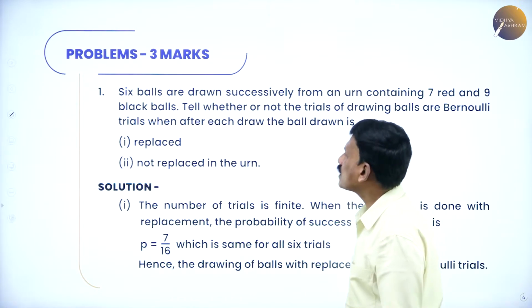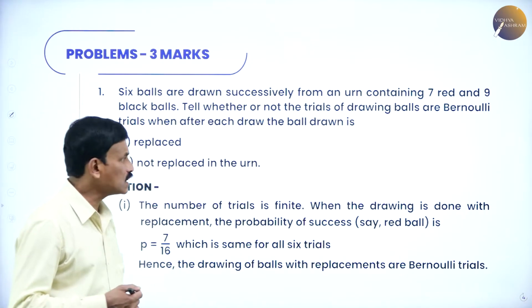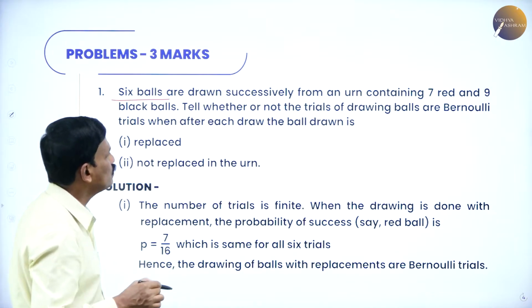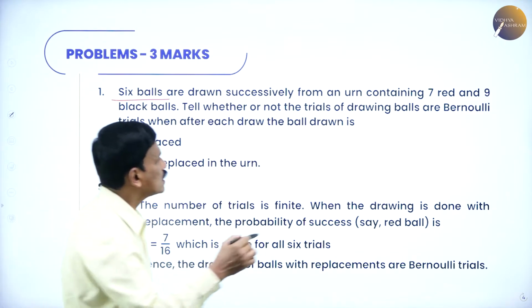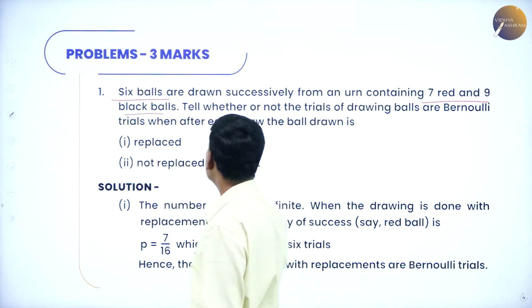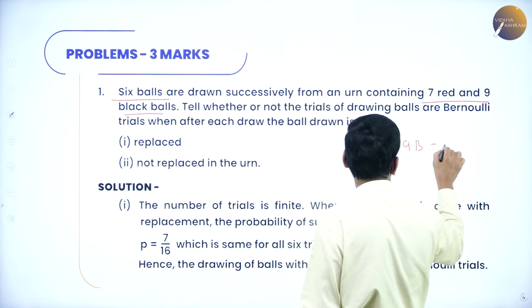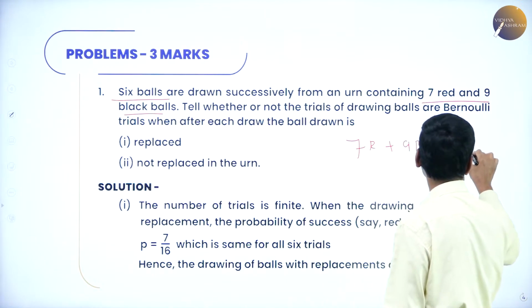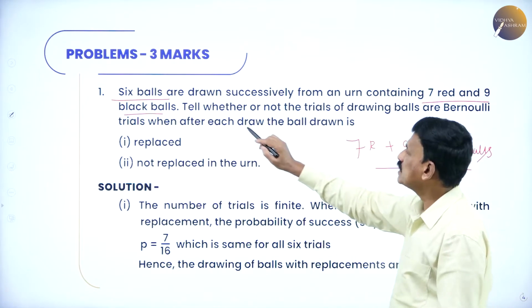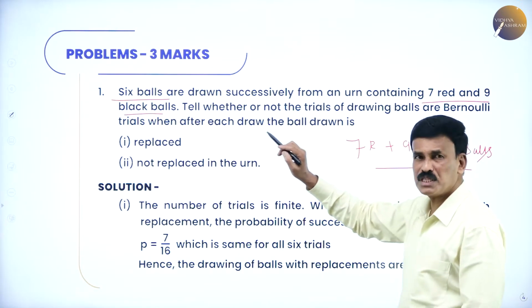Okay. Now, let us come to another example. Let us consider a problem. 6 balls are drawn successively from an urn containing 7 red and 9 black balls. So, there are 7 red and 9 black balls. Totally there are 16 balls in the urn. Let us consider another example. 6 balls are drawn. How many balls are we going to draw?